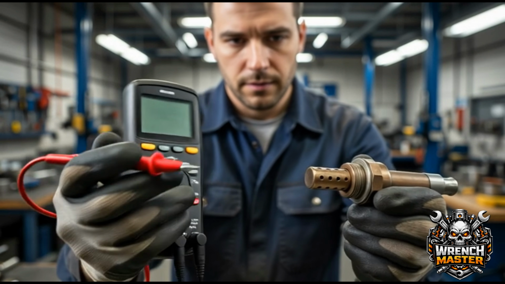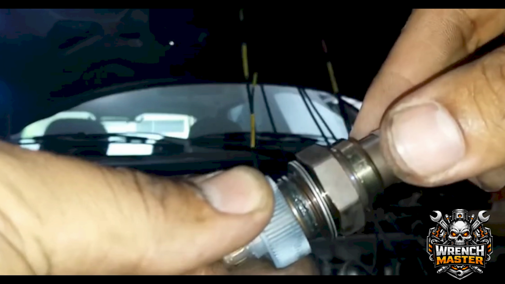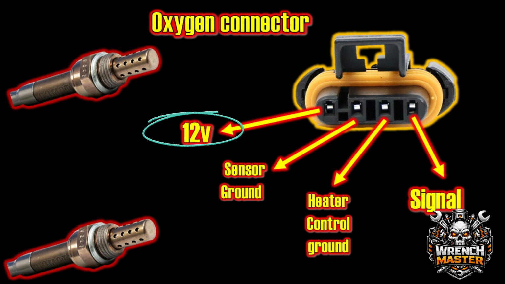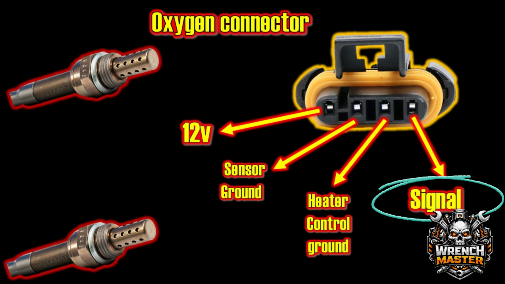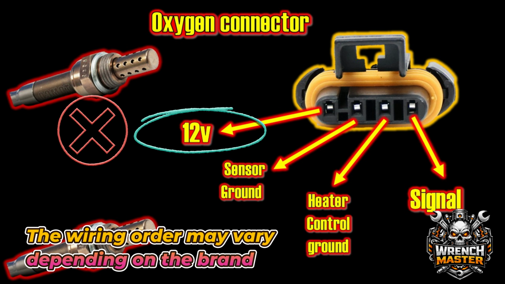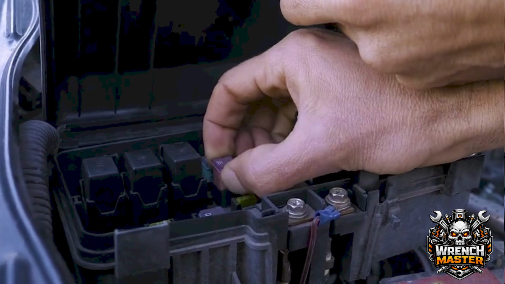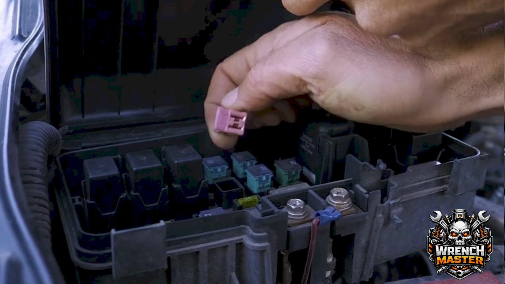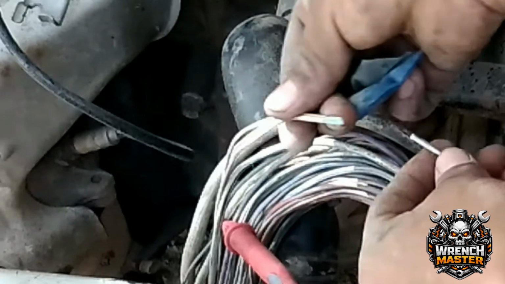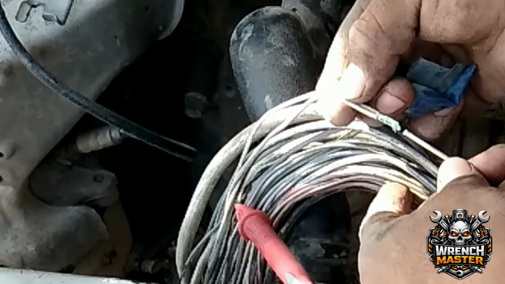Electrical tests of the oxygen sensor. For proper operation, this sensor generally has 4 circuits: a 12-volt supply, sensor ground, heater control ground, and signal output. One of the most common failures is the absence of 12-volt power supply, which is protected by a fuse. To solve this issue, inspect the fuses. If a blown fuse is found, replace it. If no blown fuse is present, damaged wiring is very likely and must be repaired using the electrical wiring diagram.